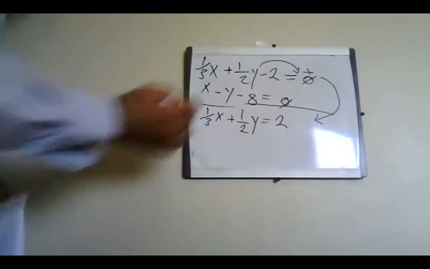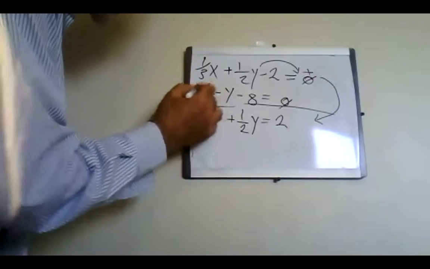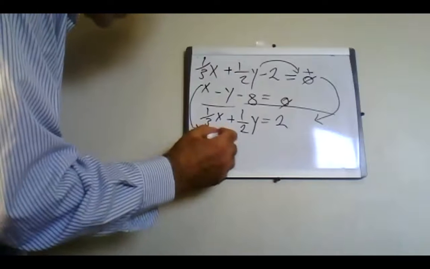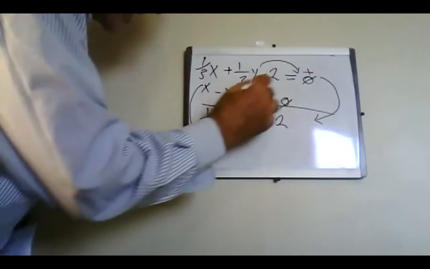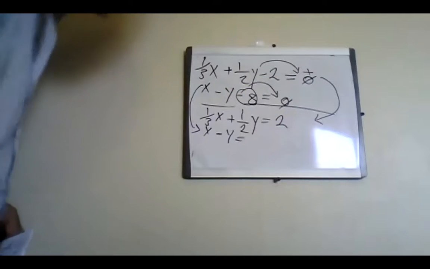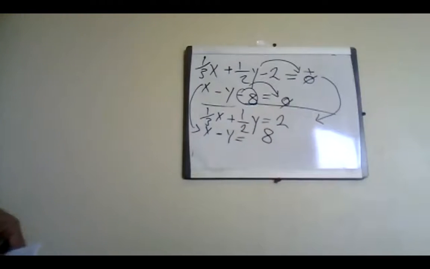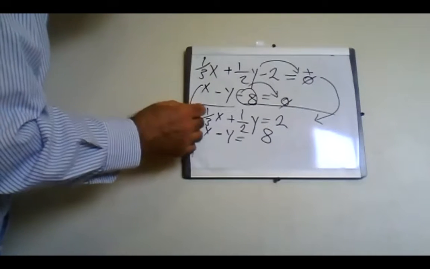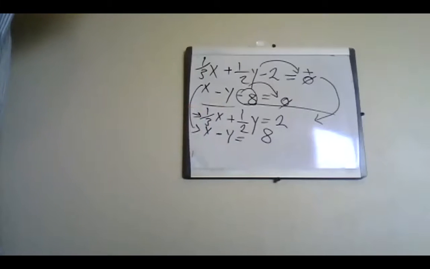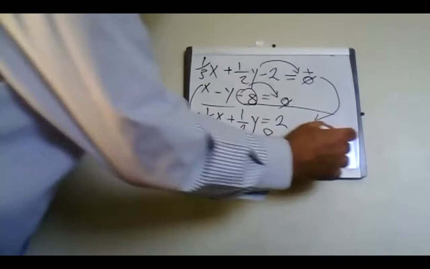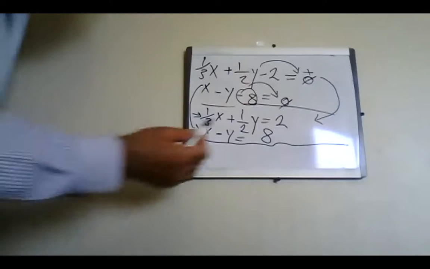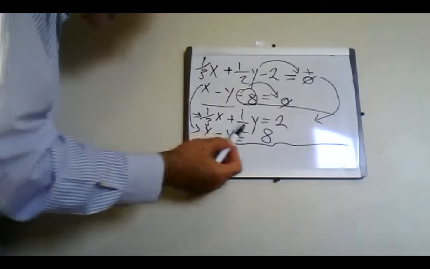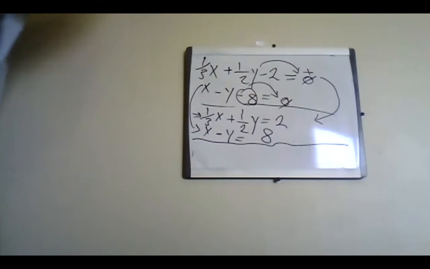The other equation is the same: x minus y equals 8, because I shift the minus 8 after the equals sign. Still I have a problem in the first equation, which is the fractions. I will take the common factor. The common factor is when you multiply the denominators by each other: 3 by 2 gives me 6.